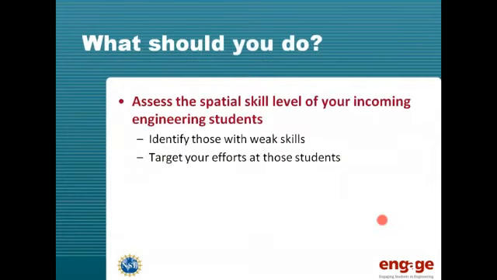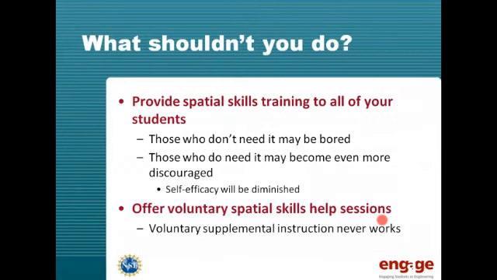So based on all these results, what can you do or what should you do? One of the things that you should think about doing is assessing the spatial skill level of your incoming engineering students. Through this assessment, you will identify those who have weak skills and target your efforts just at those students. What would I recommend that you don't do?